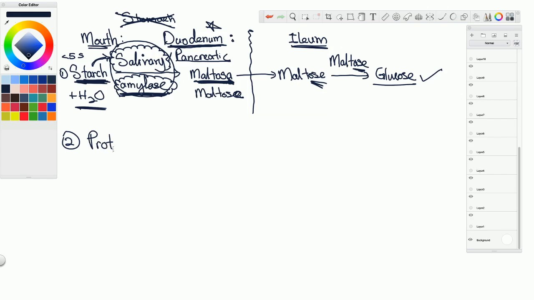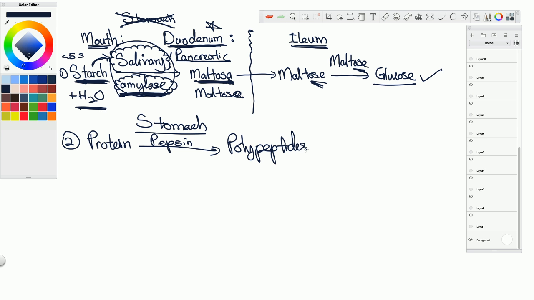Okay, so let's proceed to number 2. It's about protein now. For protein, can our salivary amylase digest protein? The answer is no. So for protein digestion, we start from the stomach, because we have an enzyme called pepsin. Pepsin is the first one to digest protein into the form called polypeptides. So protein becomes polypeptides by pepsin. This whole thing occurs in the stomach.